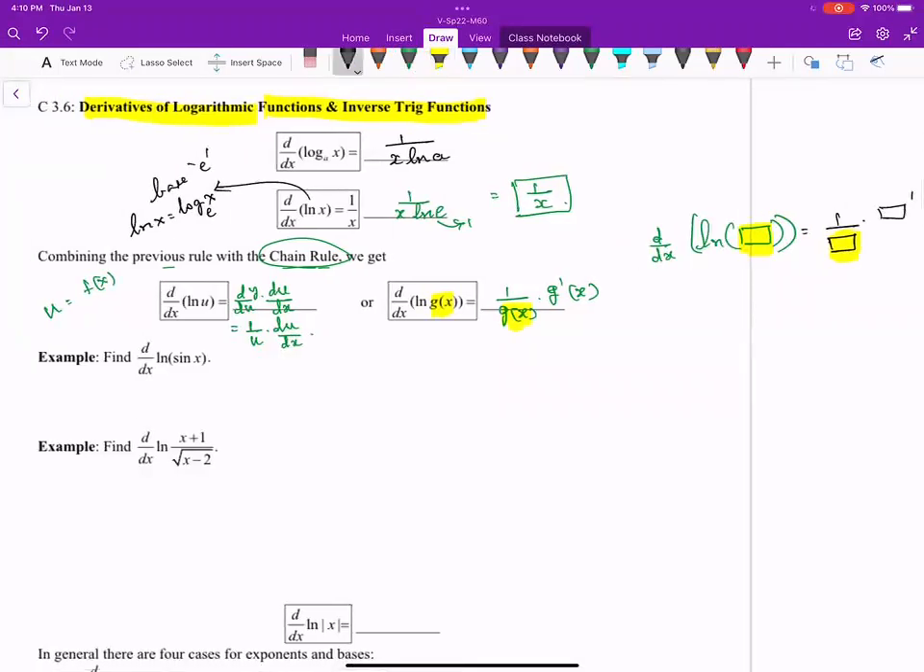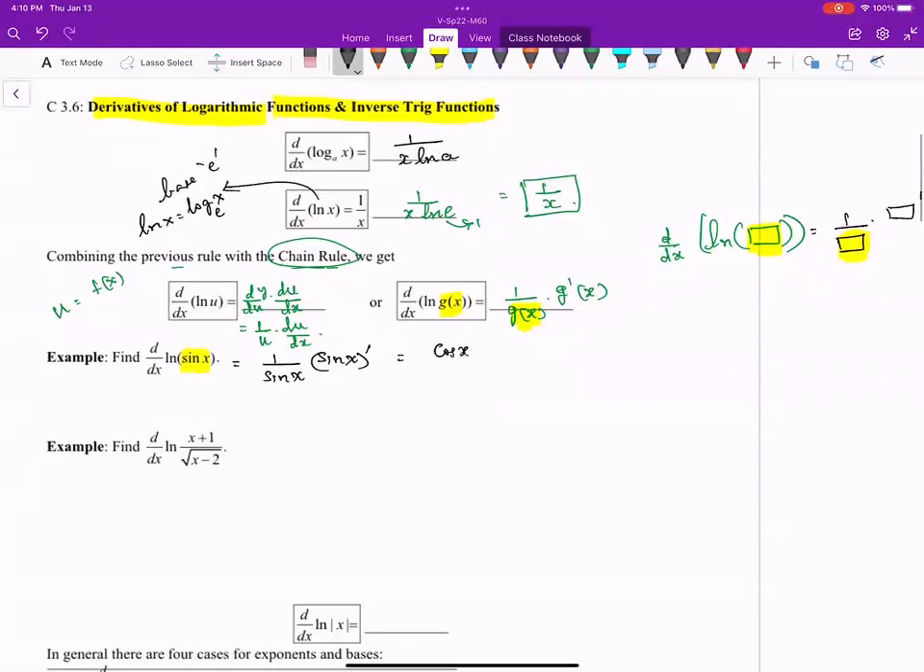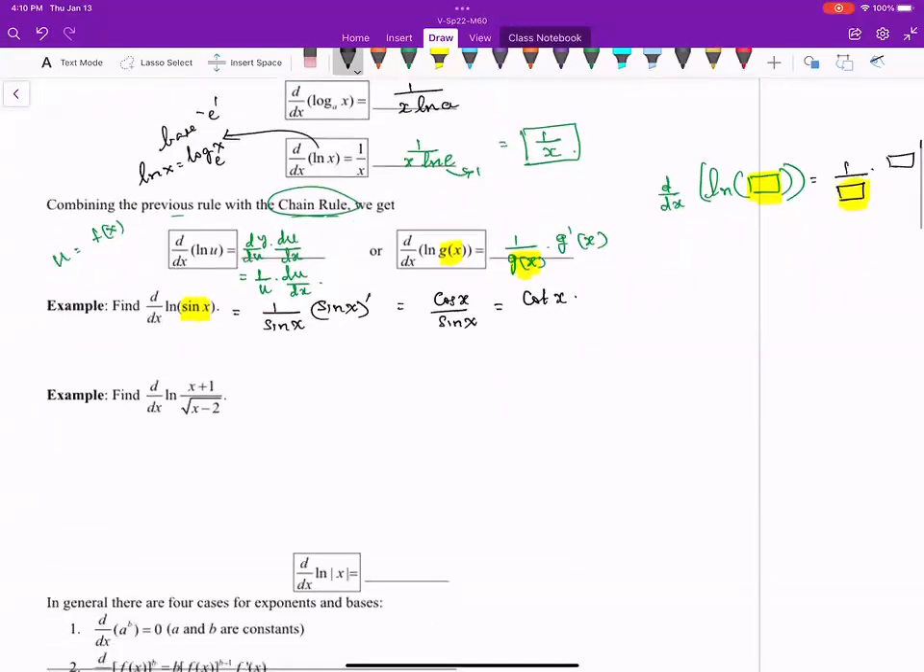So let's try problems based on this. Derivative of ln of sine x. So it is the outer derivative, which is 1 over sine x. Whatever is the argument of ln goes in the denominator, times the derivative of sine x. The derivative of sine x is cosine x, so it will be cosine x over sine x. It can also be written as cotangent x.